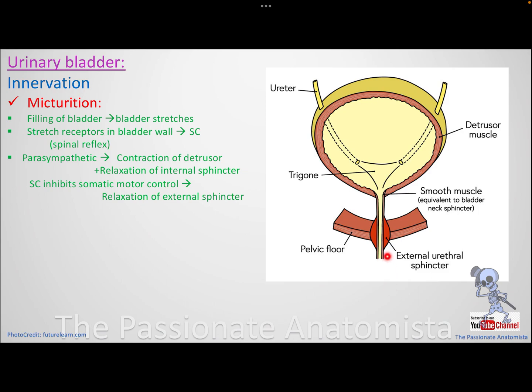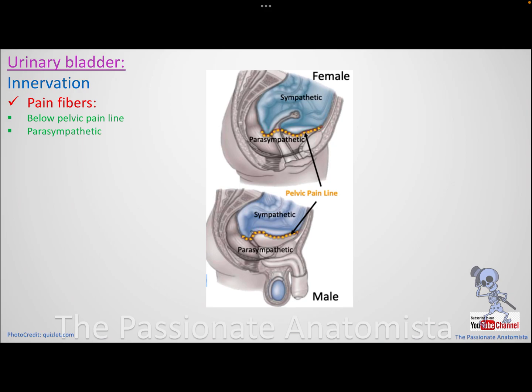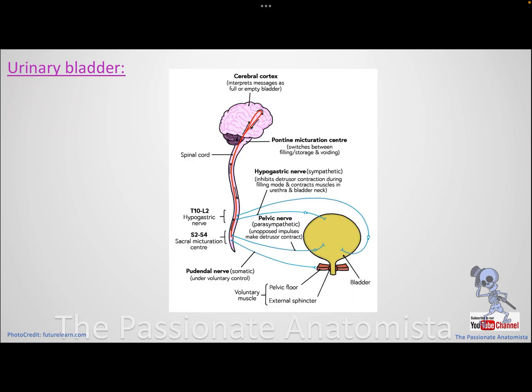In order for voiding, in order for urination, you need to have parasympathetic innervation to contract the detrusor, to relax the internal urethral sphincter, and ask the somatic motor control to relax this. But if you're not ready, you're not going to respond to that signal. All right? Okay, let's show you this picture, and then I will get back to the pain.